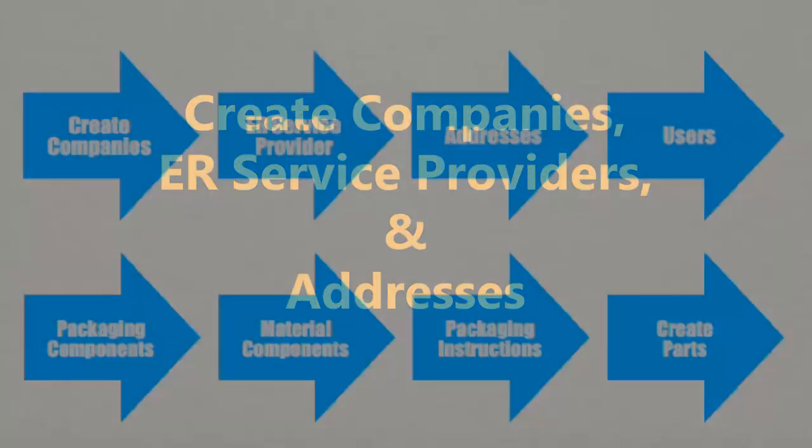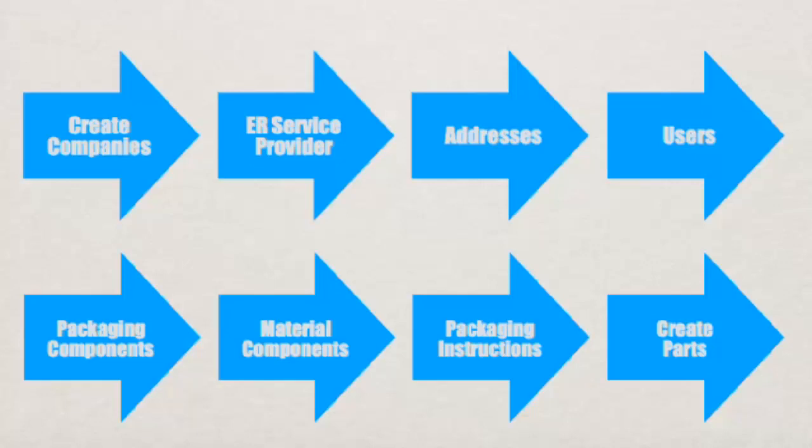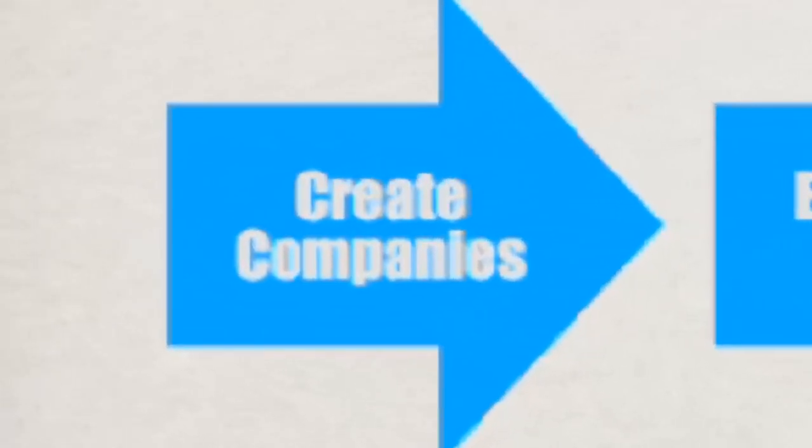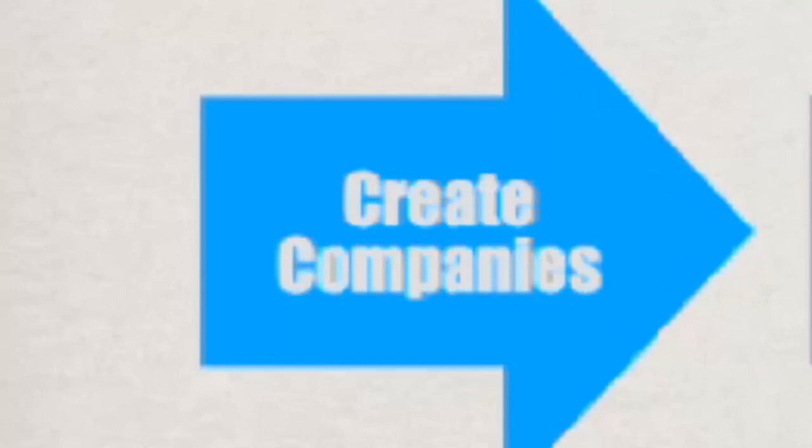This tutorial will help you complete the initial setup stages as an administrator, including the creation of companies, emergency response service providers, and addresses. The first step in the setup process is to create companies. When your Failsafe account was initially set up, there was a company, most likely your company, associated with the account. If you are a single division organization, you will not need to create any additional companies.